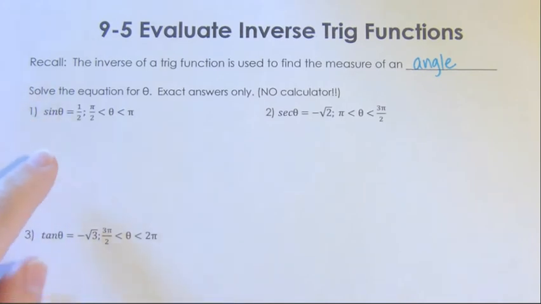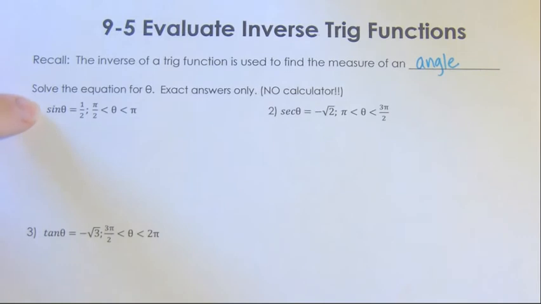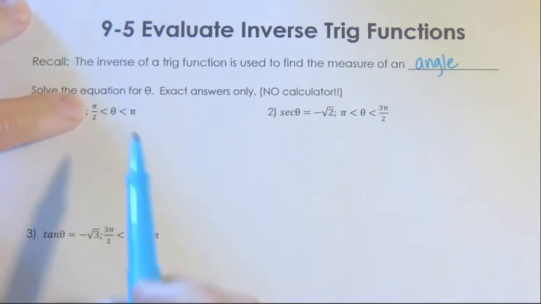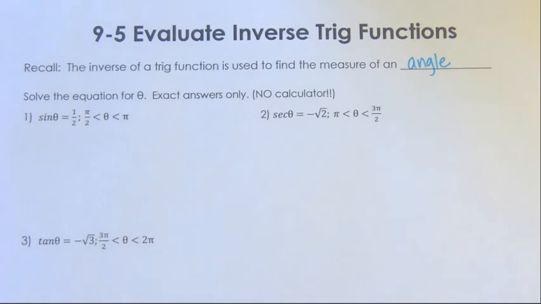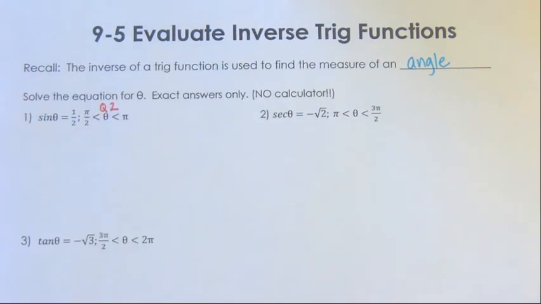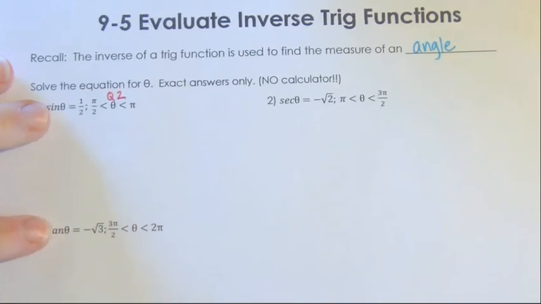So we're going to have to look at what's given here. We're going to be looking for theta. Theta is just an angle. And it's telling you here that sine of theta is 1/2. I'm going to be looking in the second quadrant, so in quadrant 2. The order that you do this doesn't really matter.